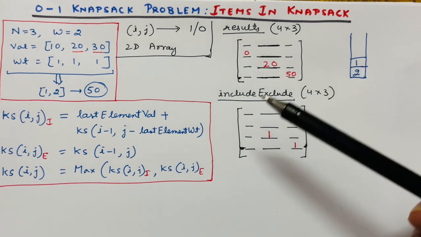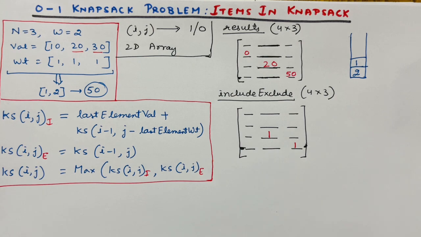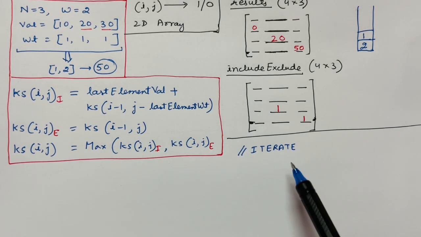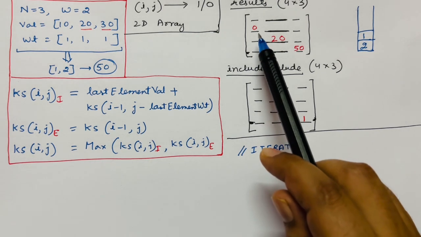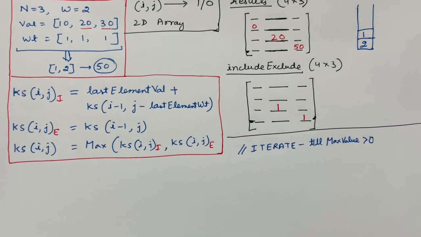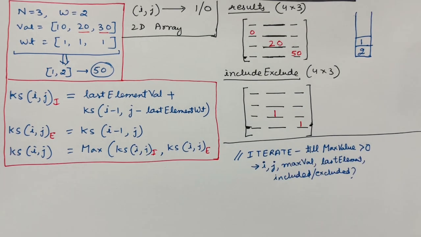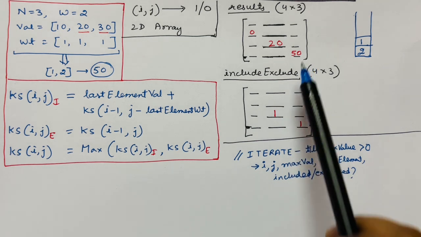So let us now try to formalize our thoughts into an algorithm. So we are clearly iterating, and we are iterating till where? Till the maximum value we can form becomes 0. And in every iteration, what all information do we have? In every iteration, we know what is i, that is what are the first i items that we are considering. We know what is j, the capacity of the knapsack. What is the maximum value that we can obtain for this combination of i and j? We can get that from the results matrix.